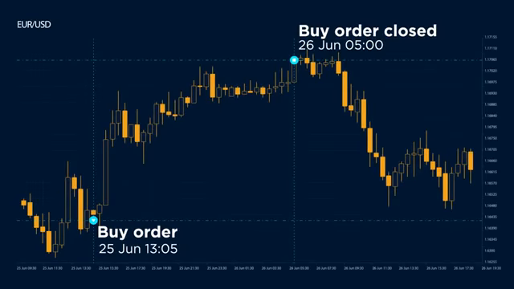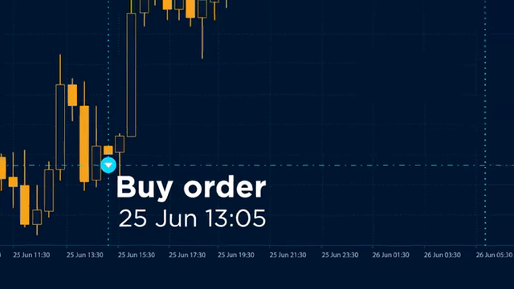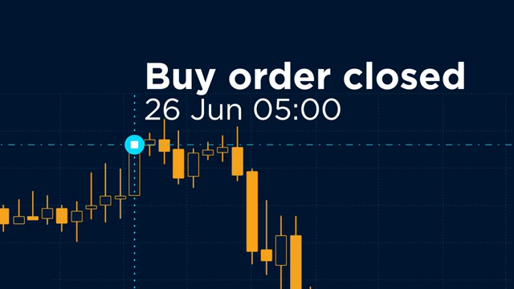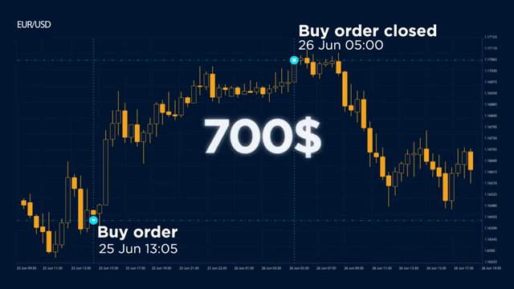Let's take OctaFX as an example and have a look at the actual costs of a trader. Imagine you've opened a buy order for euros and US dollars amounting to 1 lot and closed it on the next day with a 70 pips profit. To open such an order with a leverage ratio of 1 to 500, you need $200. 1 pip in this order is 0.0001 multiplied by 100,000 and equals $10. The profit is 70 pips multiplied by $10 and equals $700.